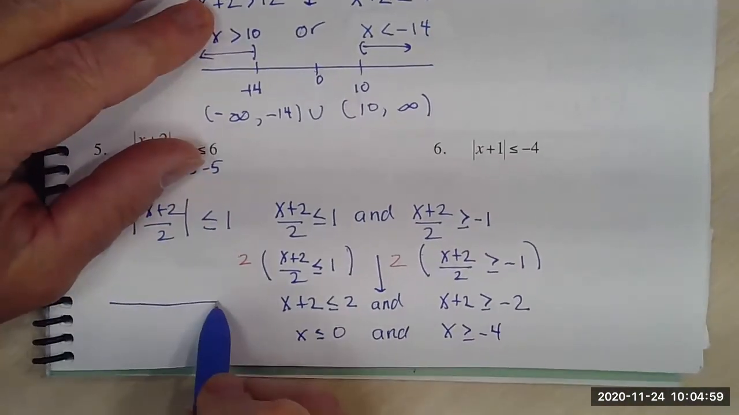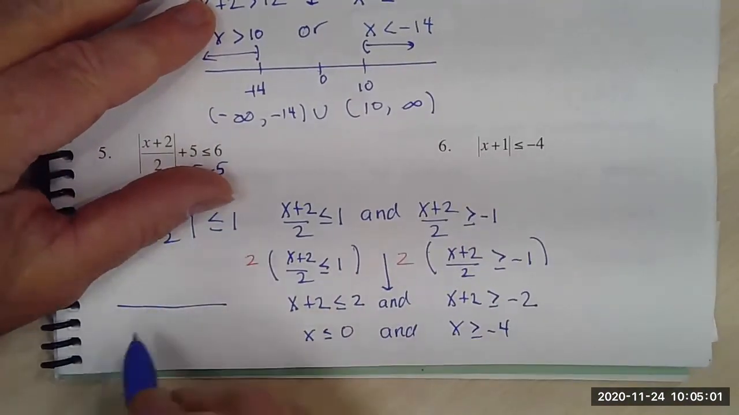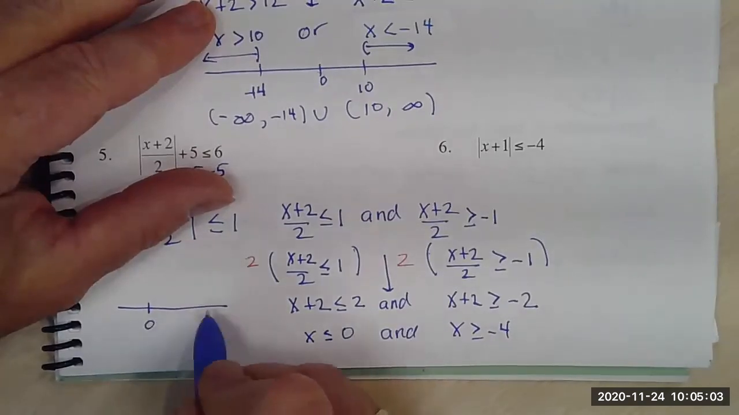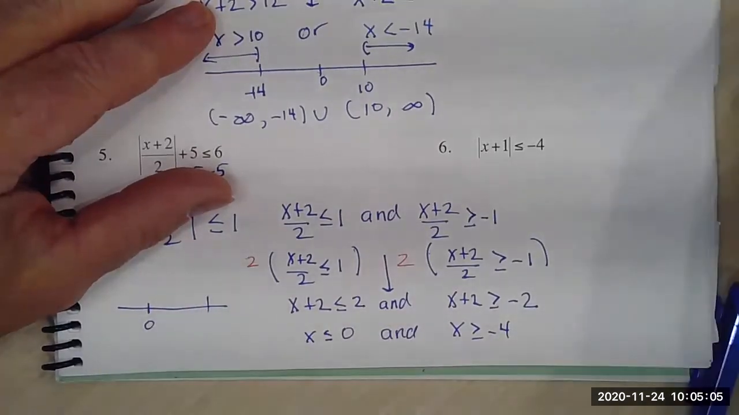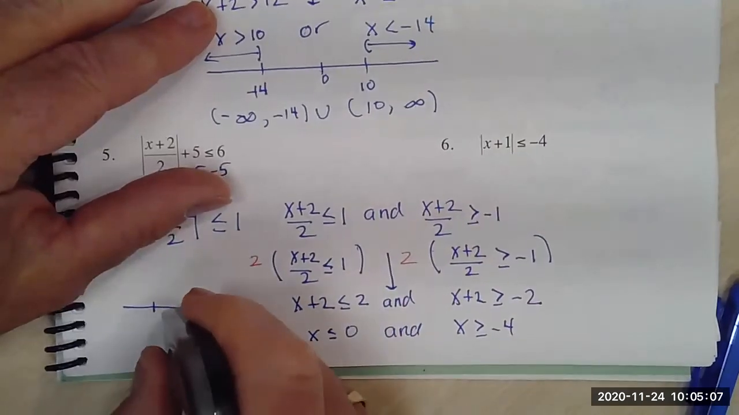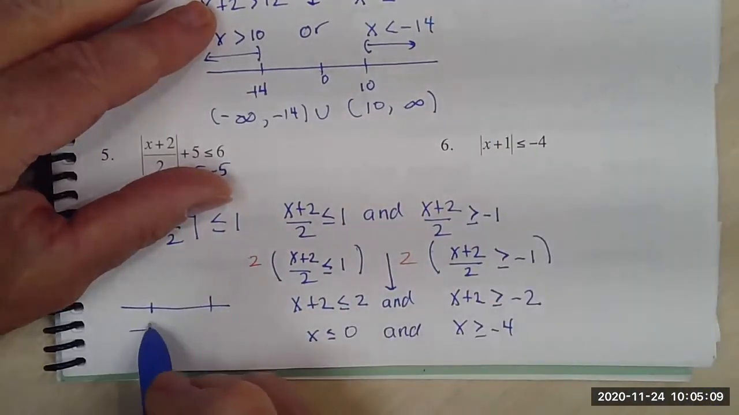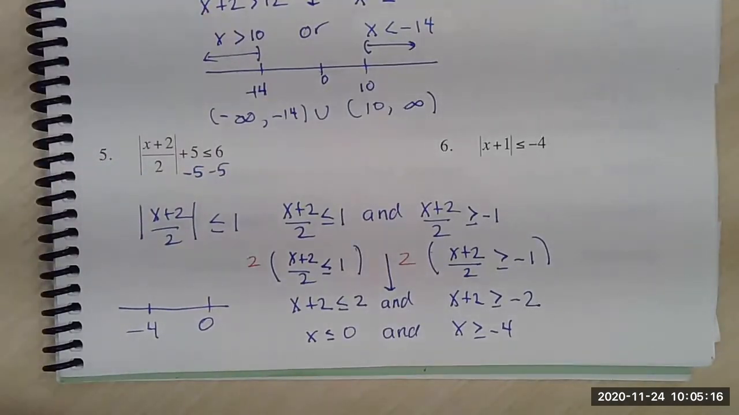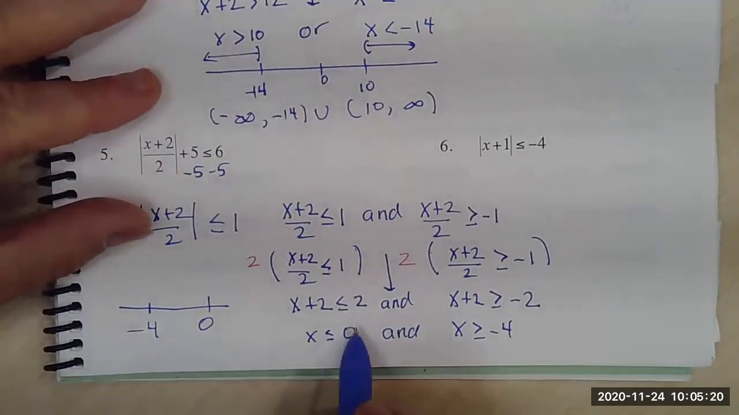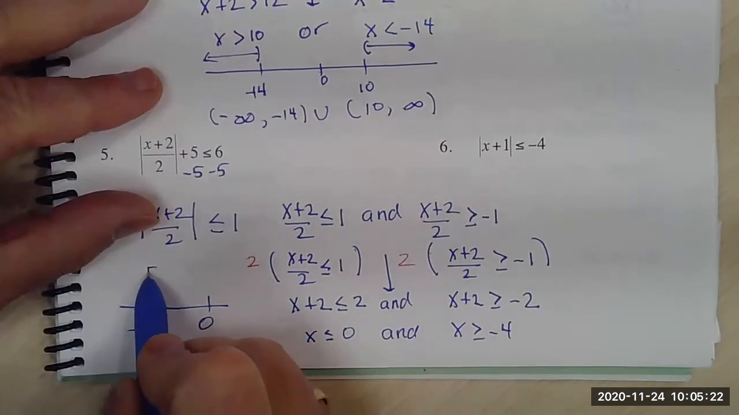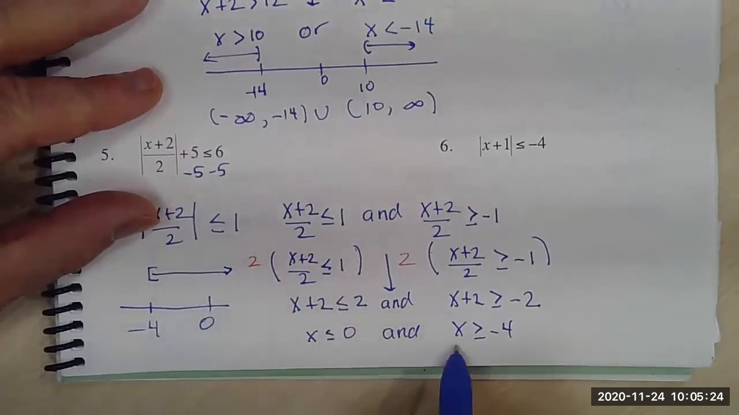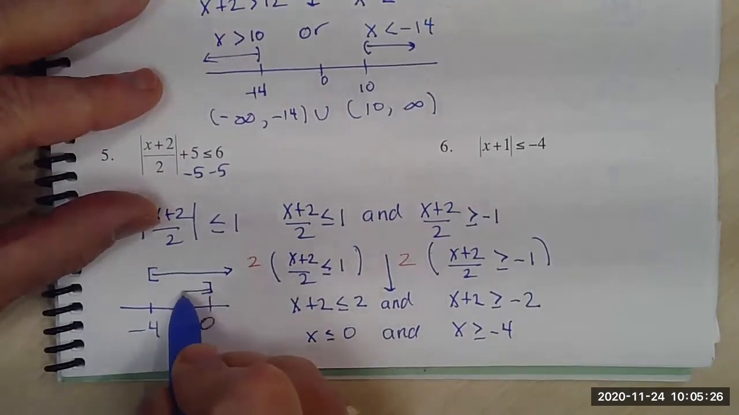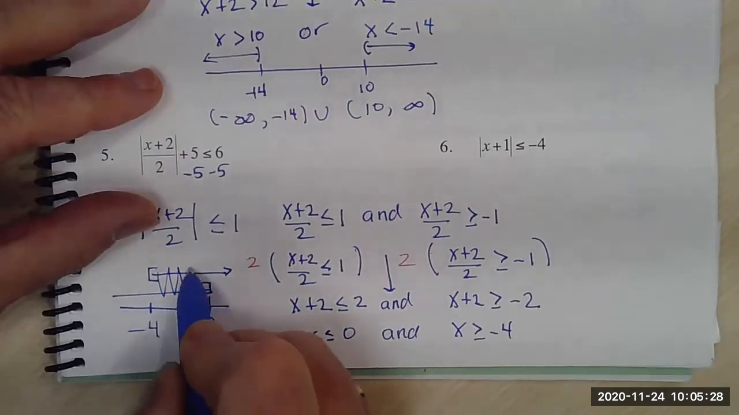Number line. Here's 0, and here's, oh, excuse me, -4 is over here. Now, it's an "and." I'm looking for the overlap. It's an "and." All right, let's see what happens. Okay, bracket goes this way. And this one here, 0, bracket goes this way. The overlap is right here.